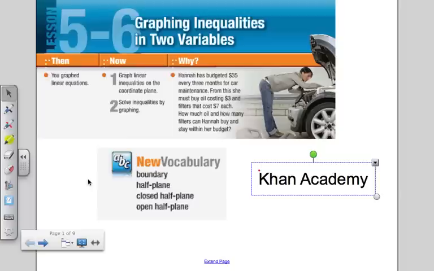So we've graphed linear equations. Now we're going to graph inequalities on the coordinate plane. There are 4 vocabulary words: boundary, half plane, closed half plane, and open half plane. Please write those down. We're going to get to those definitions right away.